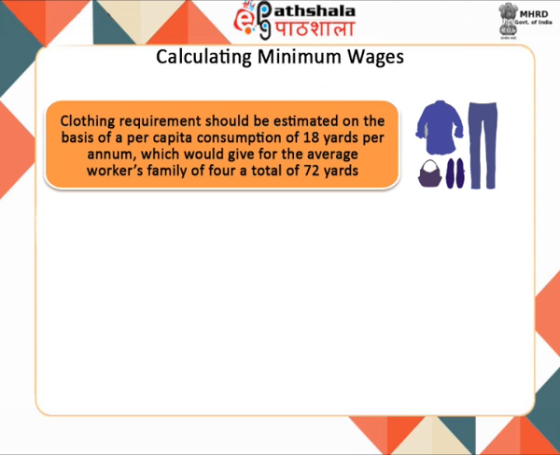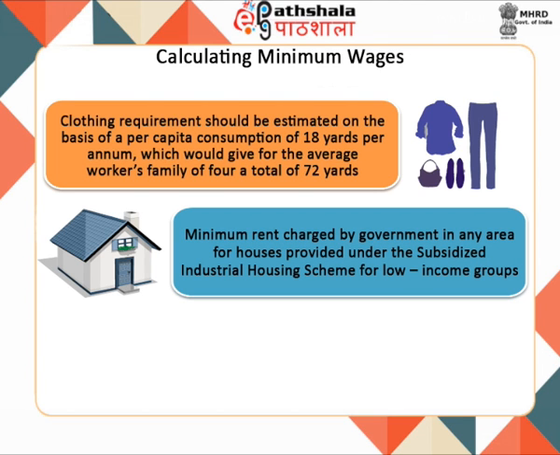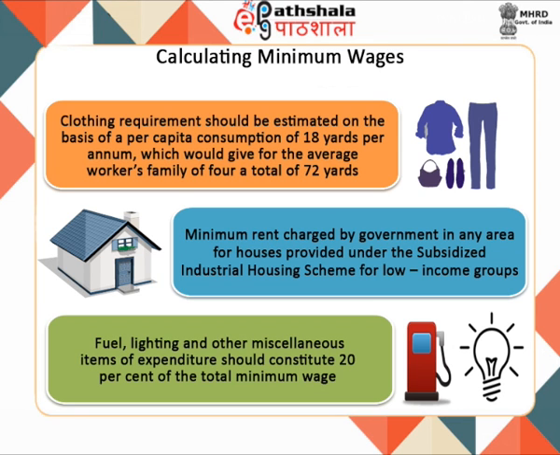3. Clothing requirements should be estimated on the basis of a per capita consumption of 18 yards per annum, which would give for the average worker's family of 4 a total of 72 yards. 4. In respect of housing, the norm should be the minimum rent charged by government in any area for houses provided under the subsidized industrial housing scheme for low income groups. 5. Fuel, lighting and other miscellaneous items of expenditure should constitute 20% of the total minimum wage.